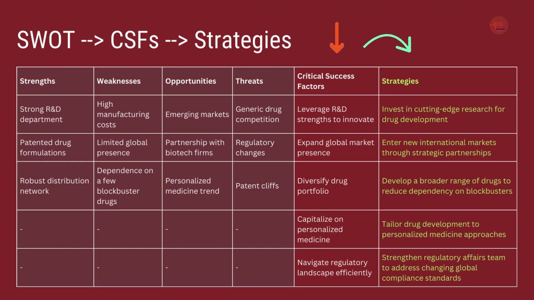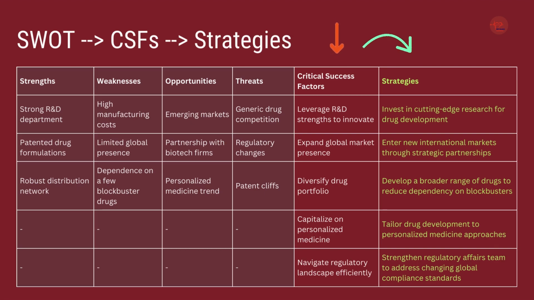Let's take the second example. In the analysis here, the company's patent drug formulations are the key strength, but it is limited because of the global presence. The company is not present everywhere around the globe. So the opportunity here is to partner with a biotech company or firm, for example, and the threat would be the regulatory changes that necessitate a stronger global footprint.